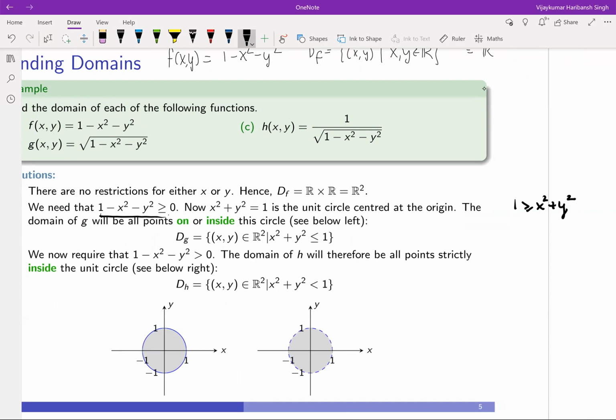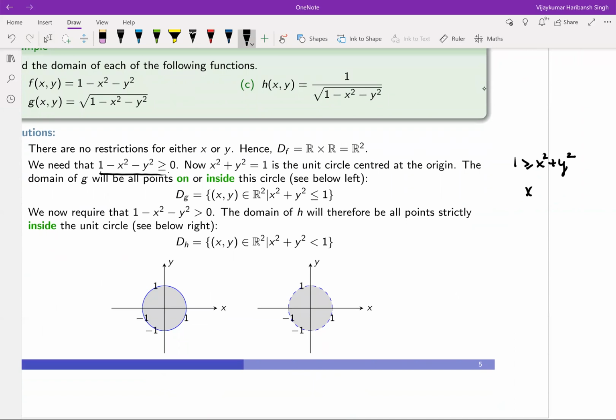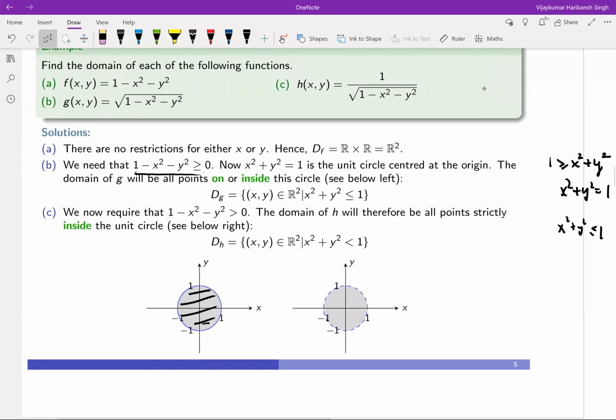Yeah. Now to visualize this, note that x squared plus y squared equals 1 is a circle, right? So you have a circle, and x squared plus y squared less than or equal to 1 are all the points inside it. So the inside, including the boundary, is your domain of g.